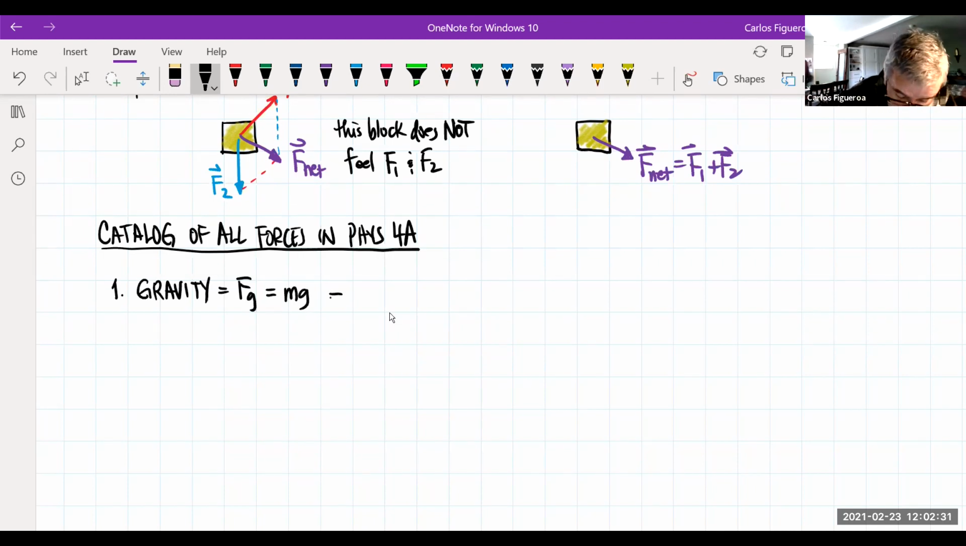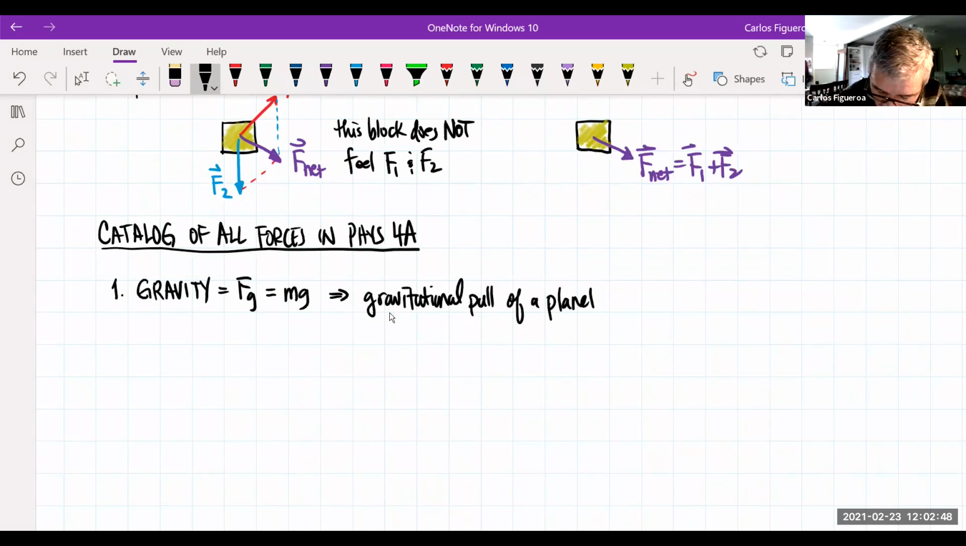So what is this force? This is the gravitational pull of a planet on an object, right? So in our case, it's the gravitational pull of a planet like Earth on an object.